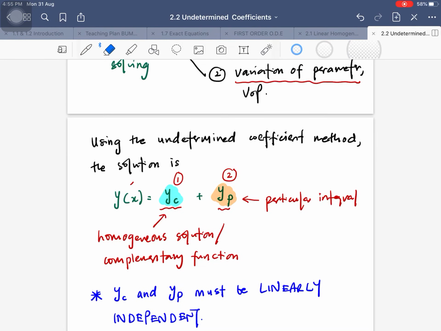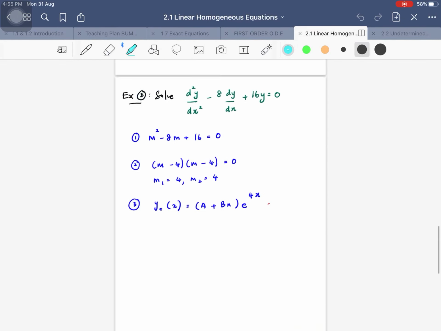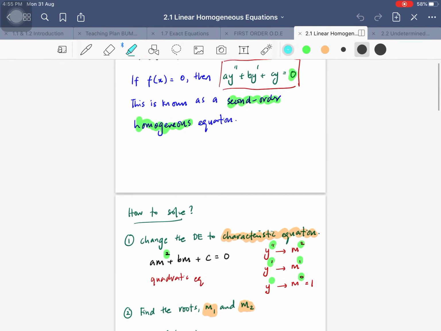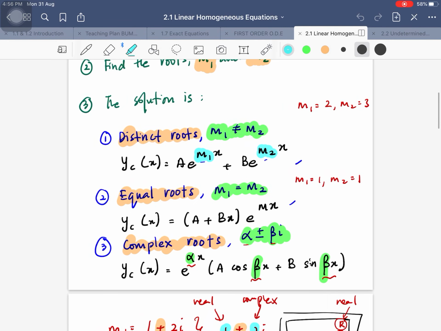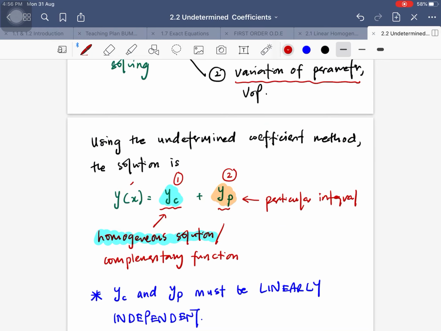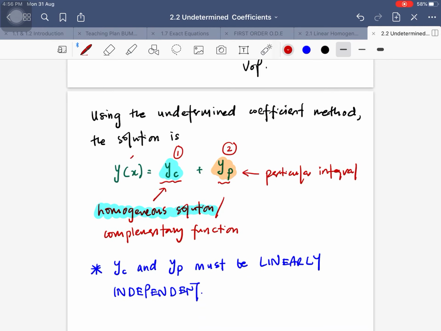So what is yc? yc is actually something that you have seen before. It is basically the homogeneous solution. If you refer back to what we have discussed in the previous subtopic, your yc is going to be either one of these three equations right here. It could be distinct roots, equal roots, or complex roots. According to the equation, that is going to be your yc. Why is it called yc? Because it is called the complementary function. That's the other name of the homogeneous solution. That is why it has y with a subscript of c underneath.